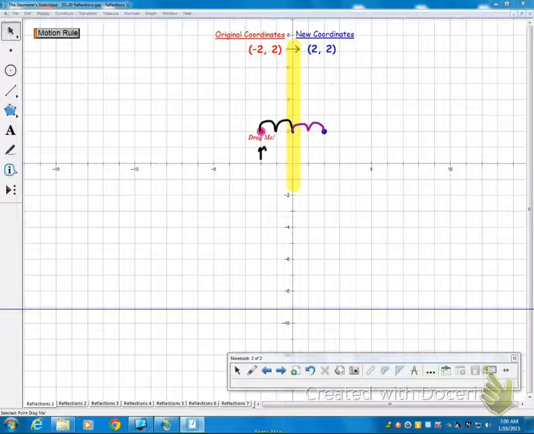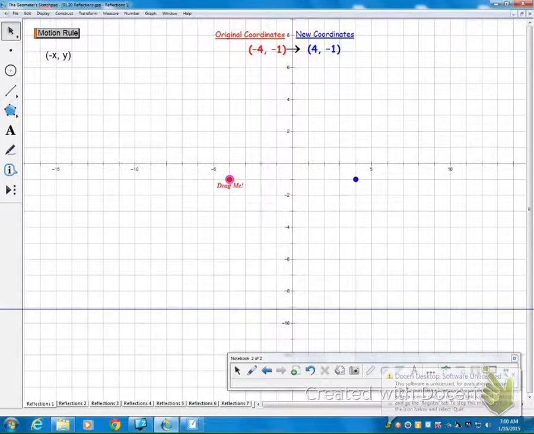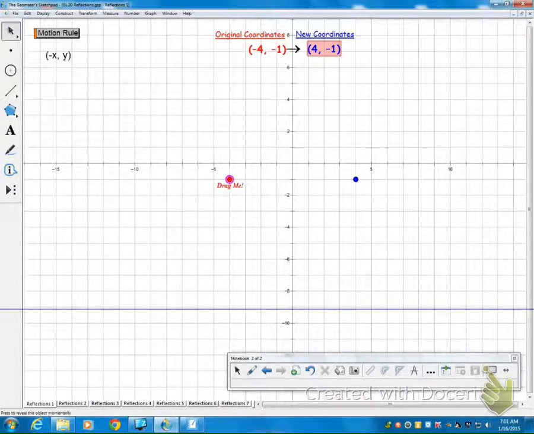Now, we also have motion rules. Now take a look at what we have up here. My original coordinate was -2, +2, and my new coordinate is +2, +2. So let's take a look at what our motion rule is going to be. If I look at that, my motion rule is -x, y. What that tells me is whatever the sign of x is, you change it. So if my x is negative, it becomes positive. If my x is positive, it becomes negative. And I can see that if I move these points anywhere else on my graph. If I move them away, notice how I go from -4, -1. Now my x changes signs to +4, -1, because I'm reflecting over that y-axis.